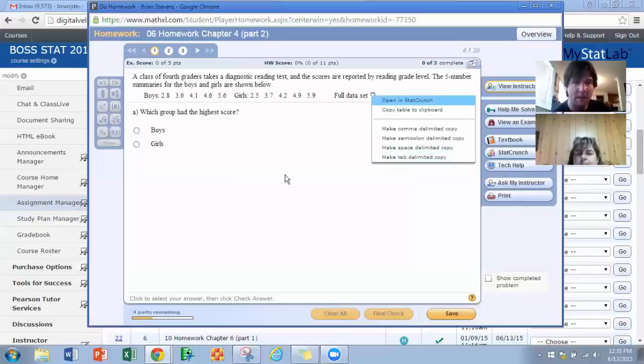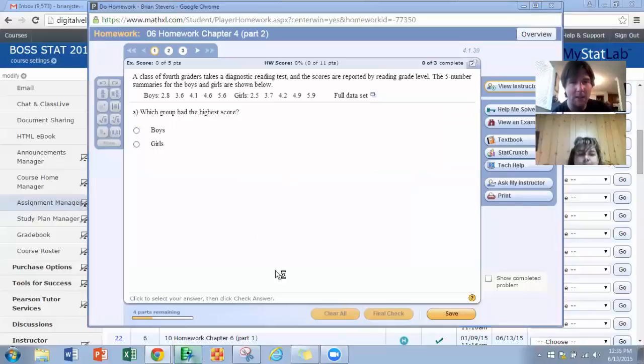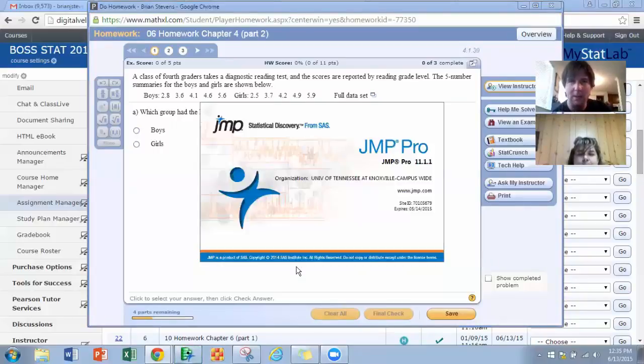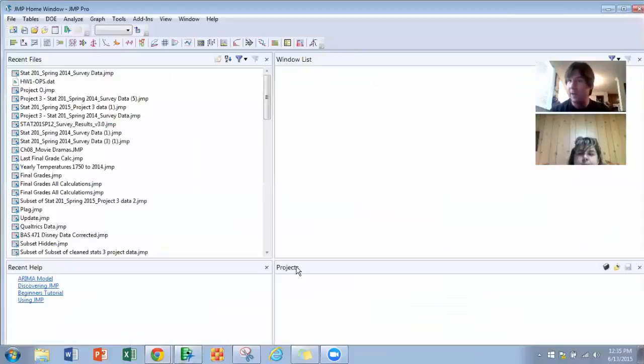Make tab delimited copy. On Macs, it can get a little bit weird. For some reason, when you paste things in on Macs, you'll sometimes get these blank rows. I don't know if you have a Mac, but some people might.